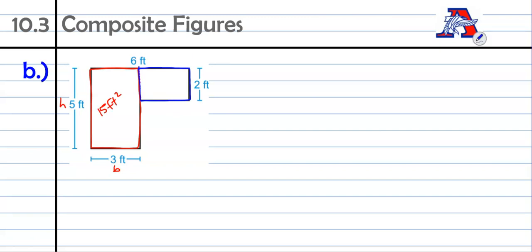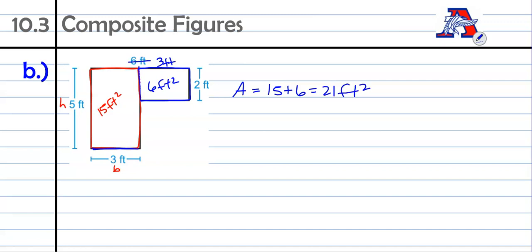And then for the blue one, we have to be a little careful. It's not going to be 2 times 6. It says 6 on top, but we've already used up 3 of that 6 down here. So it's actually 6 minus 3, which is 3 feet. So we have to do a little mental math there. And then to find the area, we just do 3 feet times 2 feet, which is 6 square feet. Okay, so for our total area, we just need to do 15 plus 6, which is 21 square feet.